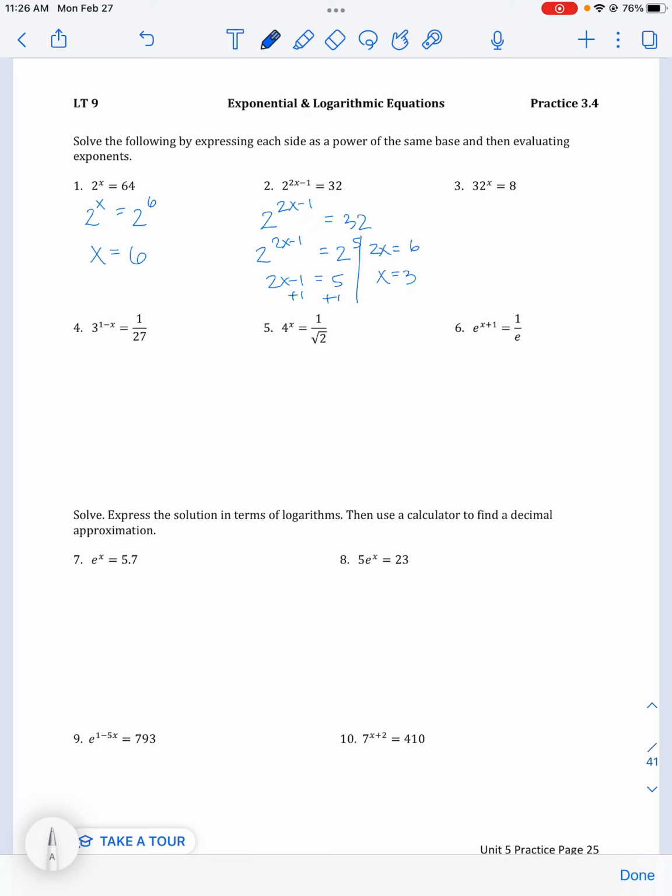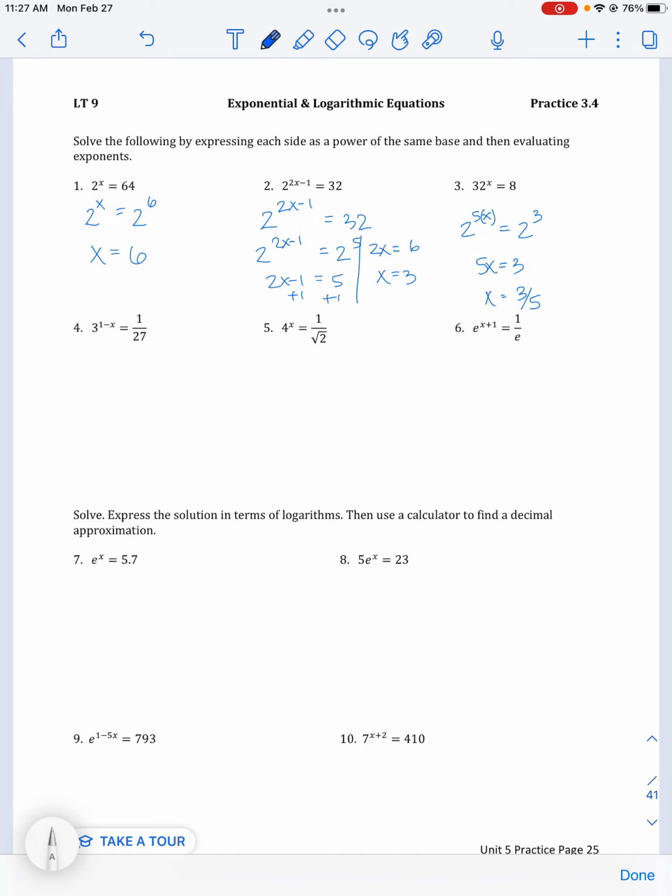In number 3, let me start over. I went into this one too fast. 32 to the x equals 8. I don't have similar bases, so let's go with the easy one first. 8 can be written as 2 to the 3. 32 can be written as 2 to the 5th, and then that is 2 to the 5x. So now I can say 5x equals 3, and x is going to be equal to 3/5.